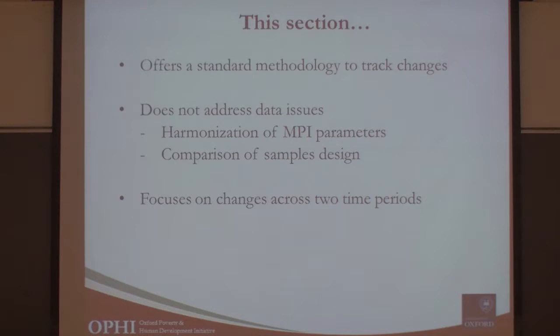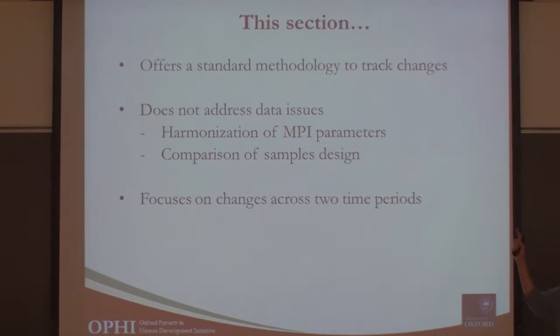So what I'm going to show is how we can track change in M0 and in composite indices using repeated cross-sectional data. I'm not going to focus on some of the data issues that are associated with analyzing changes over time in the MPI.